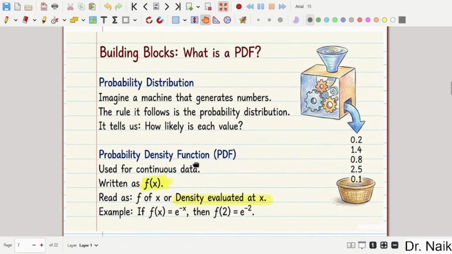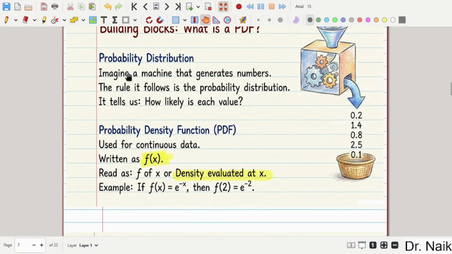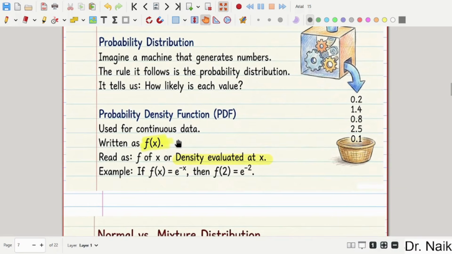Now understand what a PDF is. Probability distribution. Imagine a machine that generates numbers. The rule it follows is the probability distribution. It tells us how likely each value is. Probability density function, PDF, uses a function for continuous data. Write it as f of x. That means density evaluated at x. Example, if f of x is equal to e raised to minus x, then f of 2 is equal to e raised to minus 2.